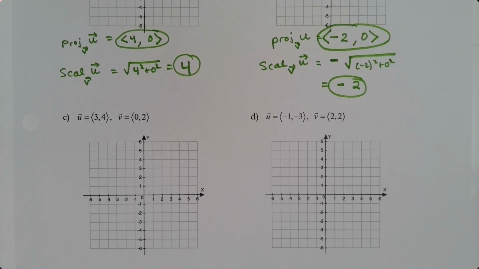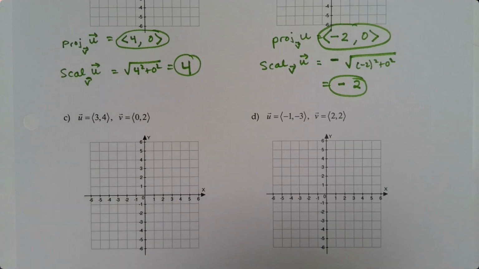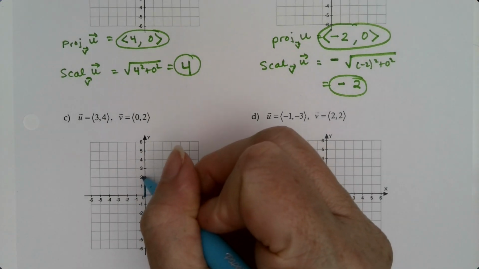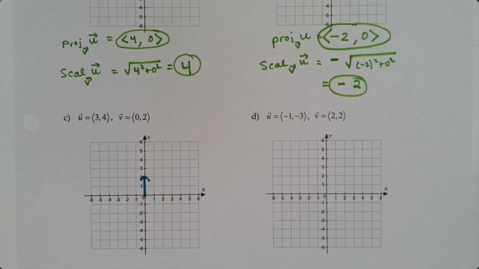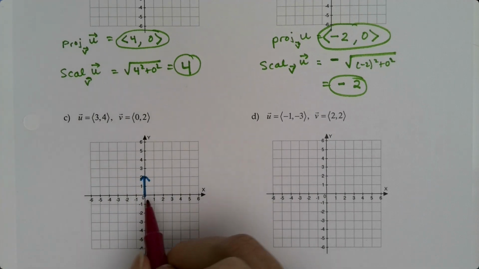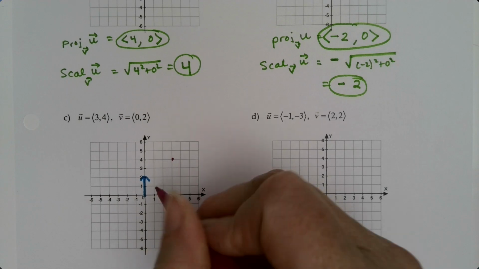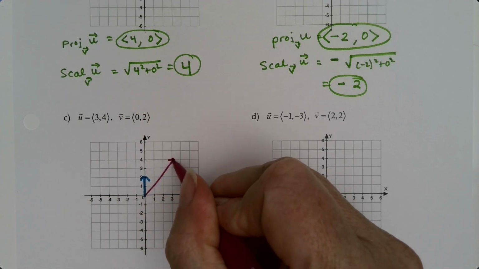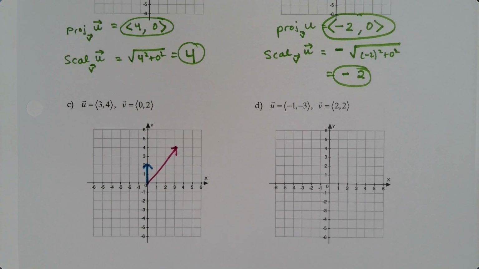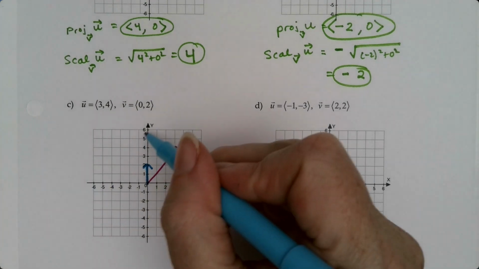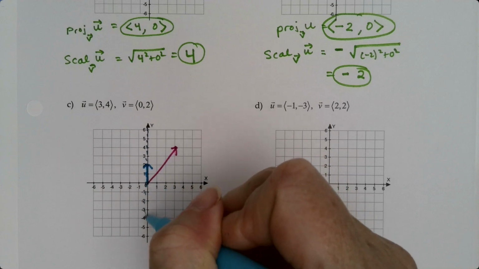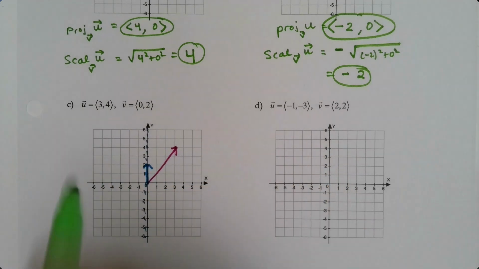All right, now we're going to take 3, 4, and we're going to project it onto 0, 2. So we're going to go vertical this time. So 0, 2 is right here. And we're going to take 3, 4. So over 3, up 4, which is right here. Now remember, it's not necessarily onto v. It's onto the line that contains v. In this case, it's longer.